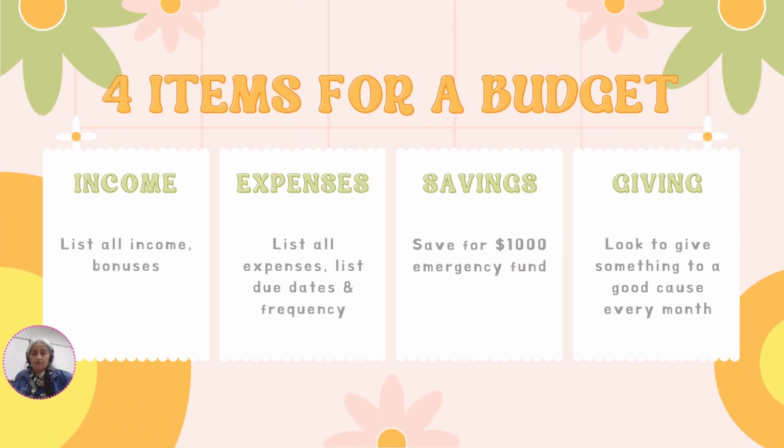So what we're going to look for are 4 items for your budget. Your income, as I said before, list all your income and any bonuses that you're expecting for the month or the year. Also your expenses, make sure you list all expenses, list their due dates and the frequency.